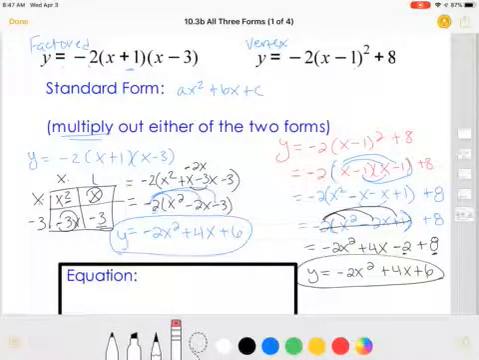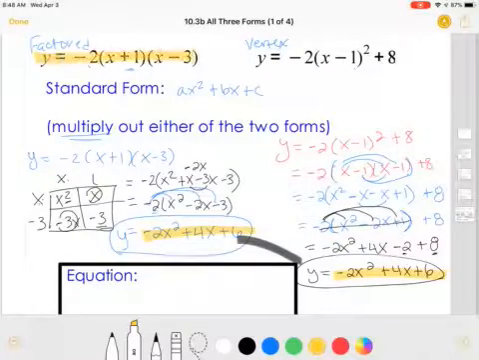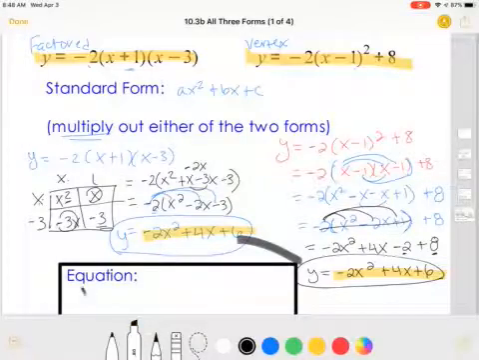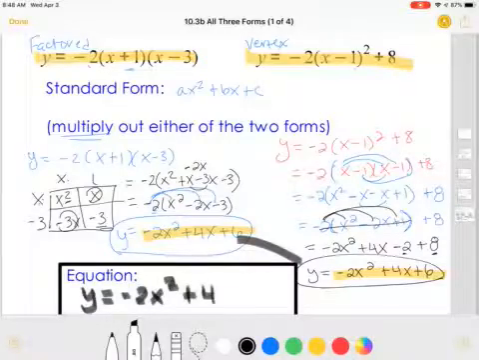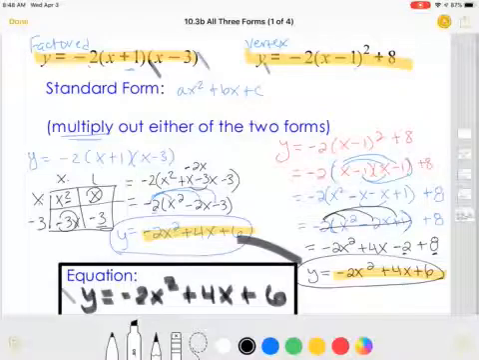What do you notice about these two forms? Hopefully by looking at them, you notice that they are the exact same. So again, it didn't matter if we multiplied out our factored or our vertex form. Either way, we ended up with that same standard form of y equals negative 2x squared plus 4x plus 6. So really, reviewing all three forms, you've seen this stuff before, so just keep that in mind. And we're really going to focus on finding the connections between all three forms, right? We have our factored, our vertex, and our standard. These are just three different ways to write the exact same equation.